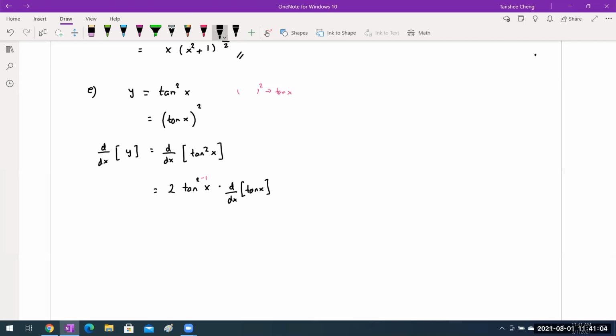So just be careful. Now this will become 2 times tangent x times the derivative of tangent, which is secant squared x. And that will be my final answer.